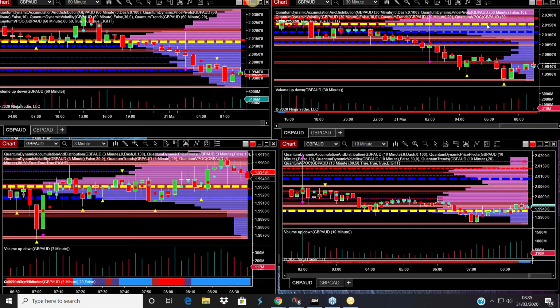Mine's very turbulent, but I've still got the VPOT there on the 3-minute chart, so we'll have to wait and see what happens on that one.